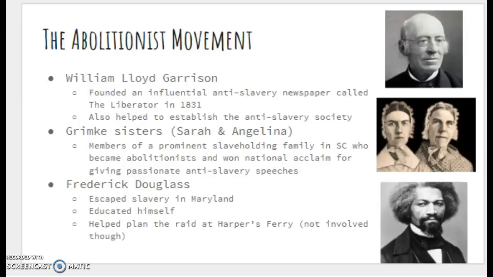We have the Grimke sisters in the middle, Sarah and Angelina. They were members of a prominent slaveholding family here in South Carolina who actually became abolitionists and won national acclaim for giving very passionate anti-slavery speeches.